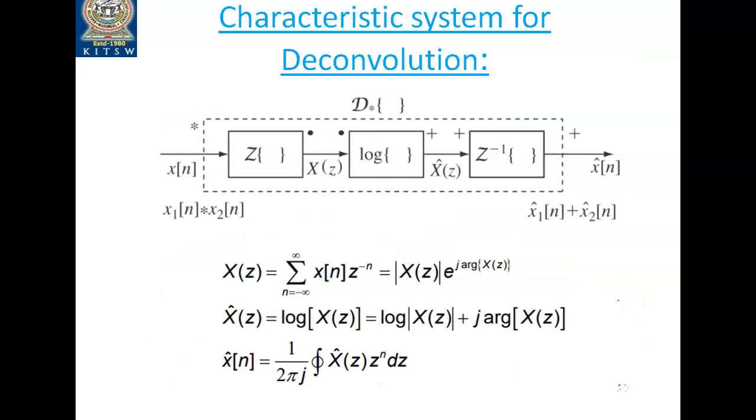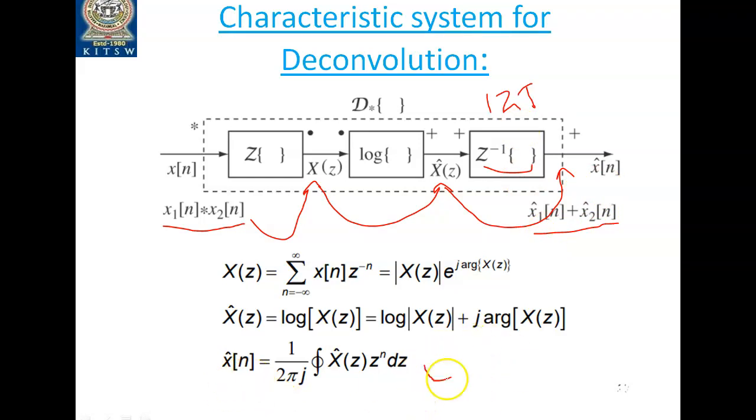Similarly, the characteristic system, D star of something, is considered in the Z transform domain. So x1 of n convolved with x2 of n becomes a product, and this product becomes an additive property, which is again an additive property, but with an IZT, the inverse Z transform, instead of the IFT. You will have x1 cap of n plus x2 cap of n. This is how the mathematical expression should look.